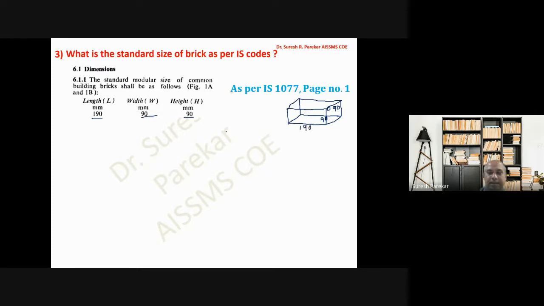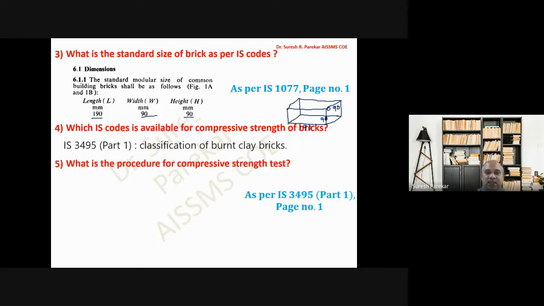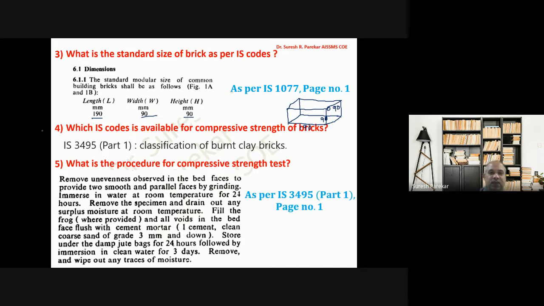Then which IS code is available for compressive strength? That we have seen, 3495 part 1 is given for compressive strength. What is the process? That is given over here. First, remove unevenness observed in the bed faces to provide two smooth and parallel faces by grinding. So if we have some unevenness, by grinding we have to remove it. Second, we prepare the sample for the compressive strength.